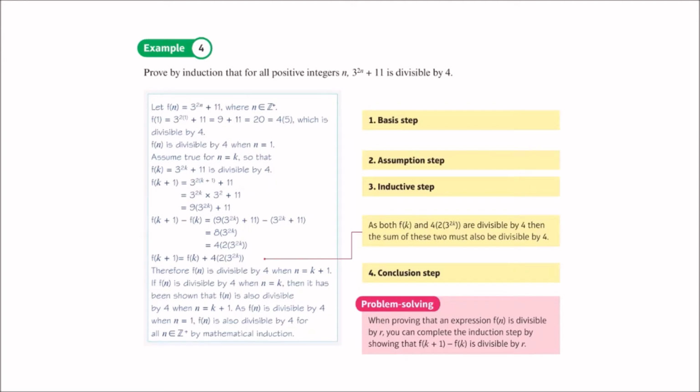Here's one of the examples from the Pearson textbook, and I want to use it to talk about the logic that you're using when using proof by induction and the layout that you need to use when writing it out on a piece of paper.